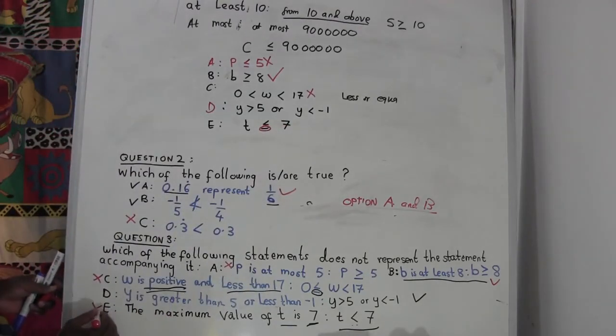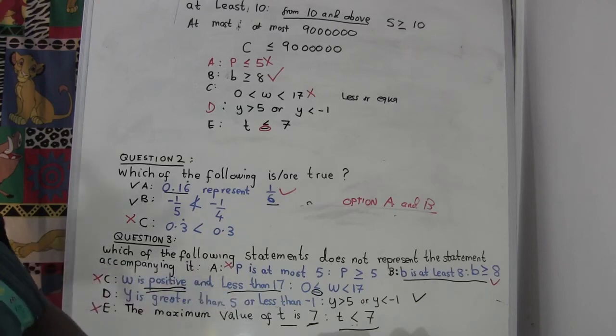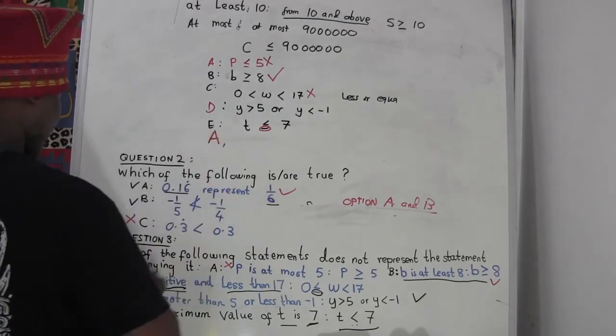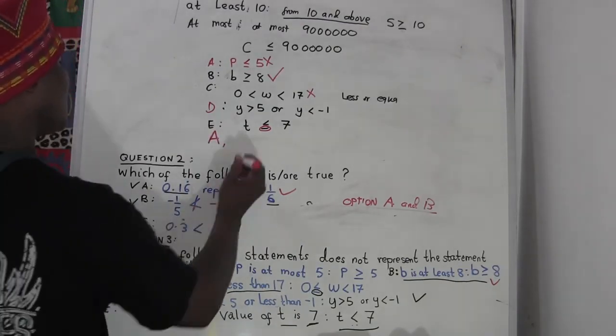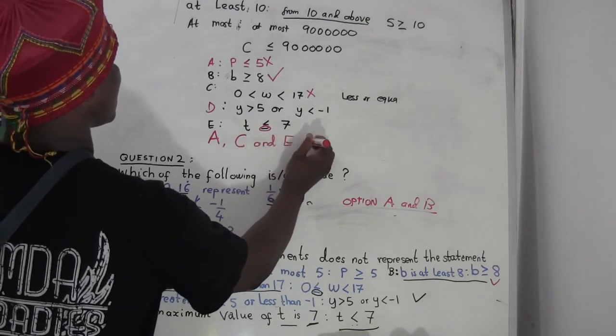Excuse me, this is not the answer. You know what I'm saying? So which is not true among these? A, C, and E are not true. So the answer for this: A, C, and E are not true.